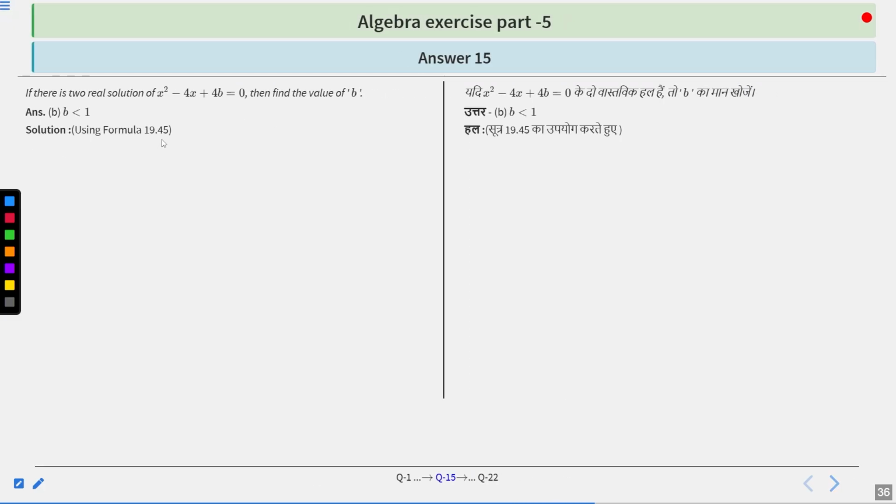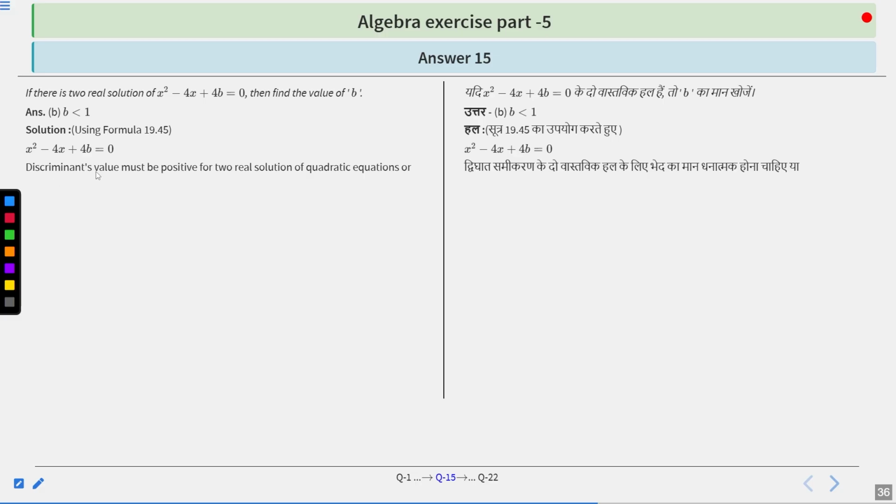So we are going to use formula 19.45 to solve this question. The given expression was x square minus 4x plus 4b equal to 0. Discriminant's value must be positive for two real solutions of quadratic equations, or we can say b square minus 4ac. B square minus 4ac is nothing but the discriminant that should be greater than 0 because it must have a positive value. So for positive value, discriminant should be greater than 0. From the equation, on comparing, the value of b is minus 4. So minus 4 square, minus 4 into a is 1, into c is 4b. That should be greater than 0.